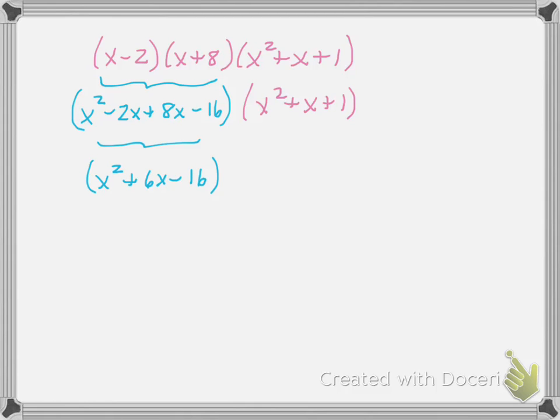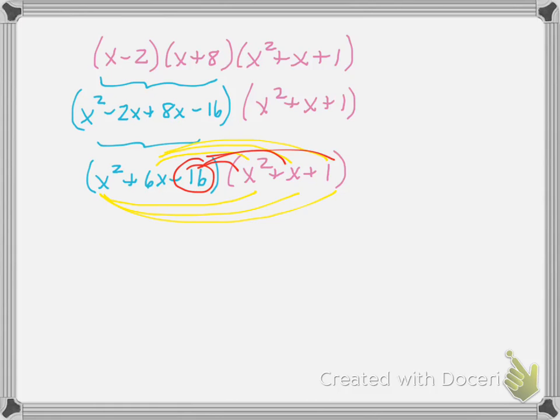So how do I finish up? Well, what I want to do at this point is distribute one last time with x squared plus 6x minus 16 and x squared plus x plus 1. What does that mean? Well, really what I have to do is take my time, distribute, then do it again with the middle term, and then one last time. Let's use just a different color here so we can really show you how that looks. That 16 then is going to have to be distributed as well.